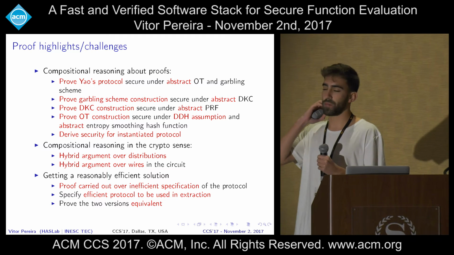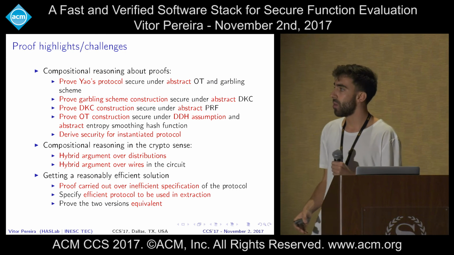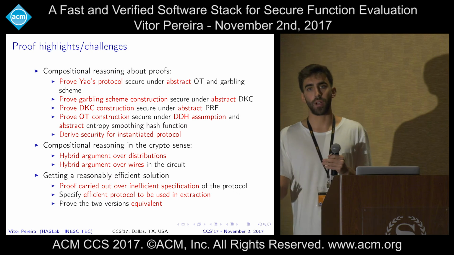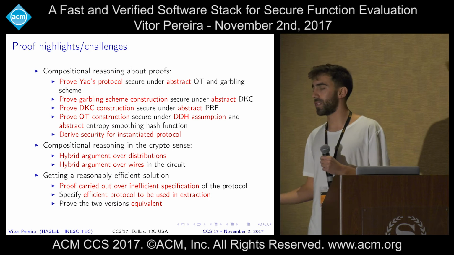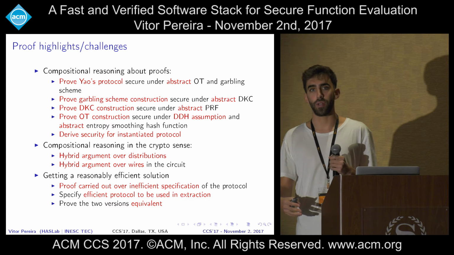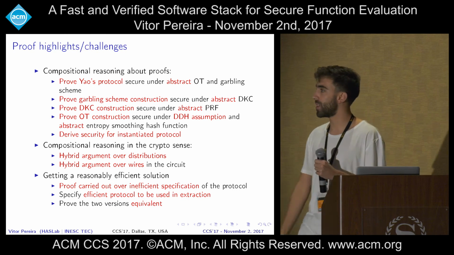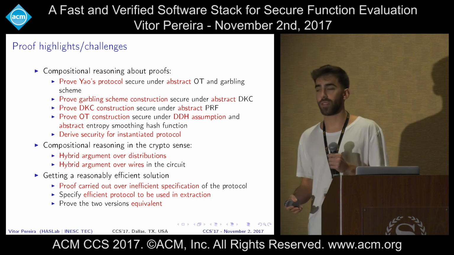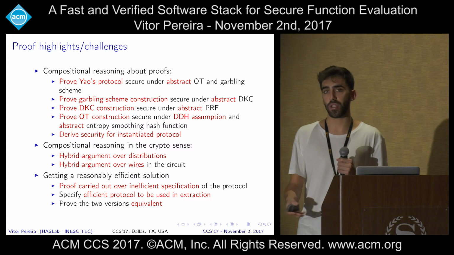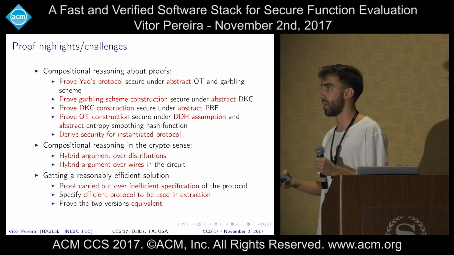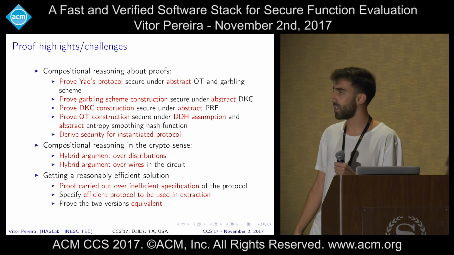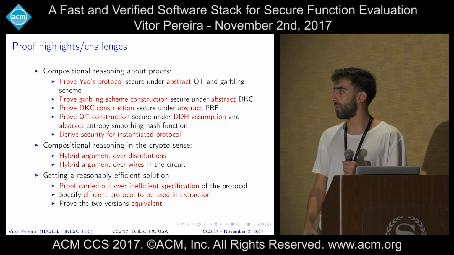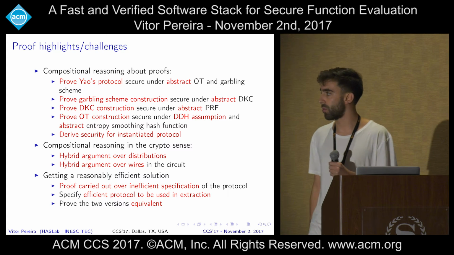First, we did some compositional reasoning in an abstract setting. We proved the protocol secure under an abstract oblivious transfer protocol and an abstract garbling scheme. Then we proved the garbling scheme construction secure under an abstract dual-key cipher scheme. Moving on, we proved the dual-key cipher scheme construction secure under an abstract PRF. Then, regarding the oblivious transfer protocol, we proved its security under the decisional Diffie-Hellman assumption and under an abstract entropy smoothing hash function. And then, having these two concrete definitions, we were able to define and derive the security for the instantiated protocol.